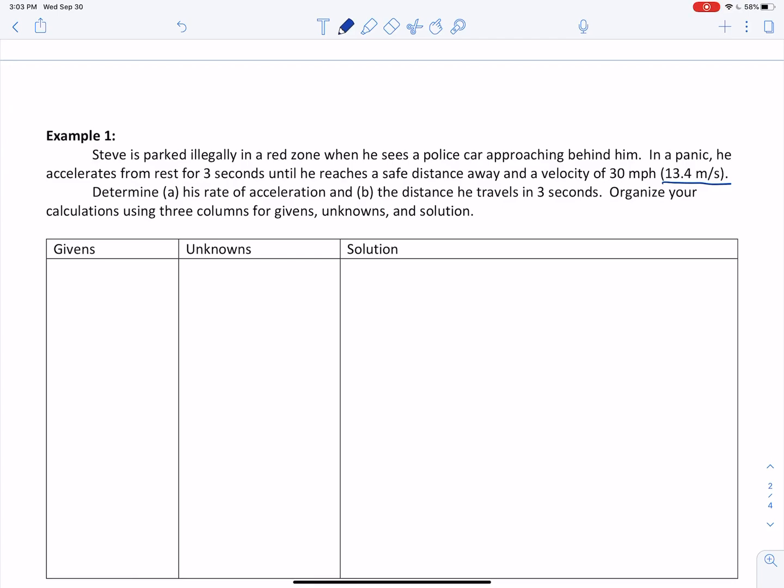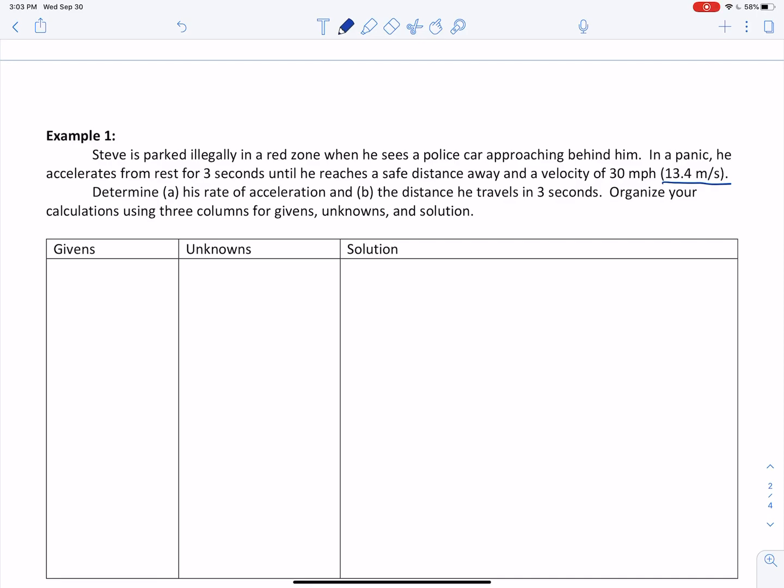Organizing your calculations using 3 columns for givens, unknowns, and solution. And so this is sometimes called 3-column problem solving. It's a really nice way of organizing your thinking and your information. So let's start with the first column, which is givens. This allows us to list the information that's given to us that we think is going to be useful and that can be represented by a variable in one of our big 3 kinematic equations.